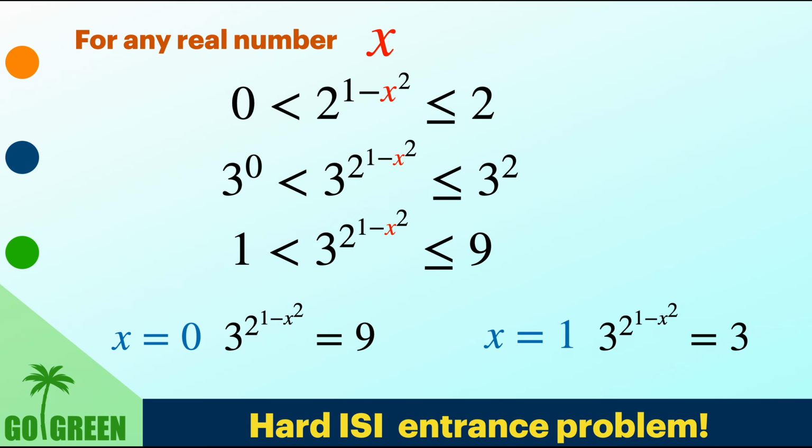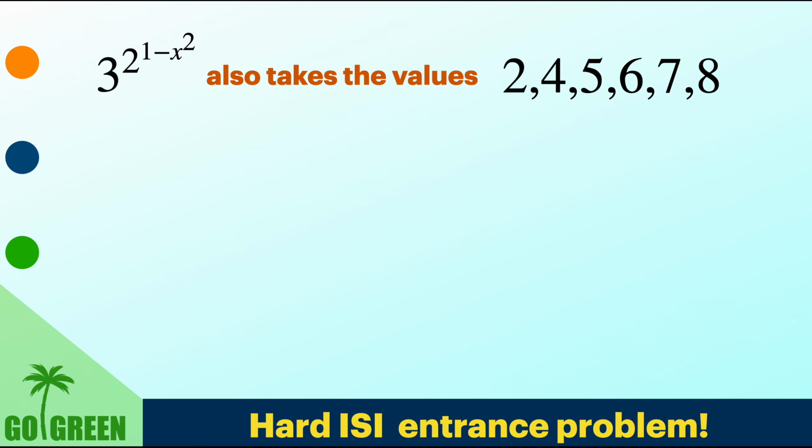And then at x equal to 1, we have also seen that this expression takes the value 3. The question is, this expression is always strictly bigger than 1, so it cannot be 1. And it does take the value 9. The question is whether this takes any in between integral values, like 2, 4, 6, 5, all these numbers in between 1 and 9. So my claim is that 3 to the power 2 to the 1 minus x squared also takes these values 2, 4, 5, 6, 7, 8.